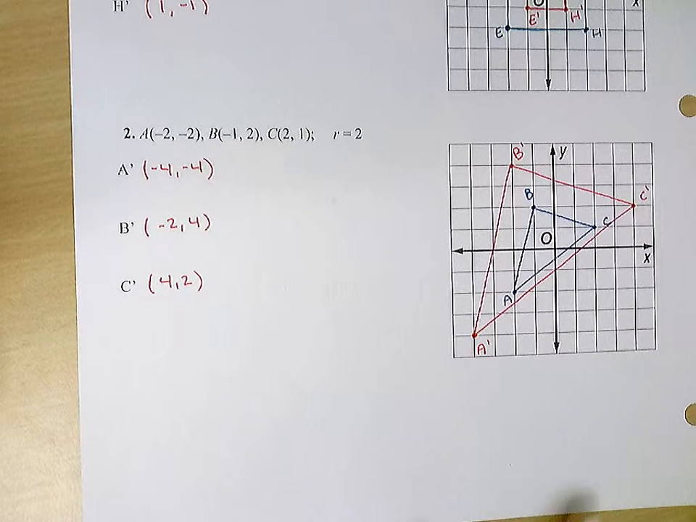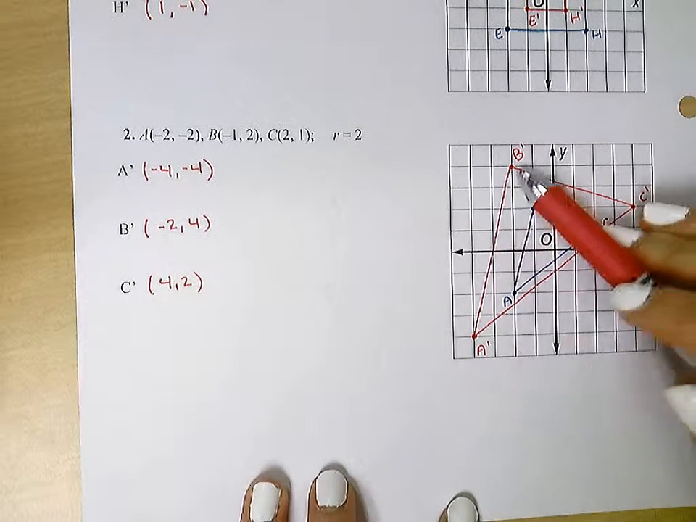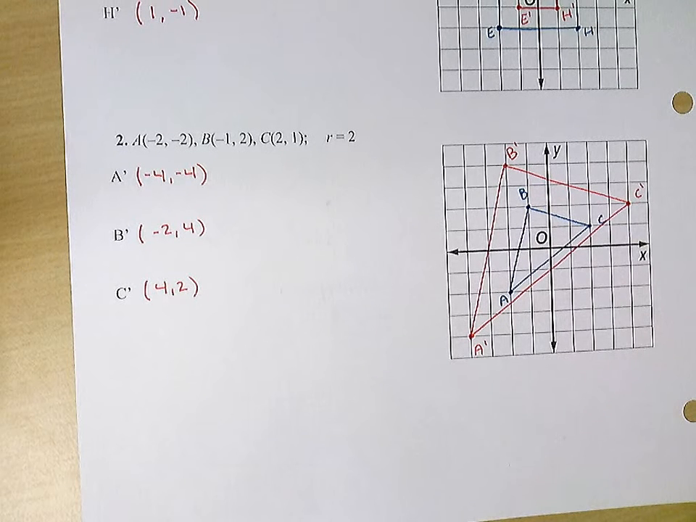All right, so number 2, you should have A prime at -4, -4, B prime at -2, 4, and C prime at 4, 2. And your image, this outside one, should be larger than your pre-image. Okay, and our scale factor was 2. It's greater than 1, so it should be getting larger. And it is expanding away from the origin then. Okay. Any questions?